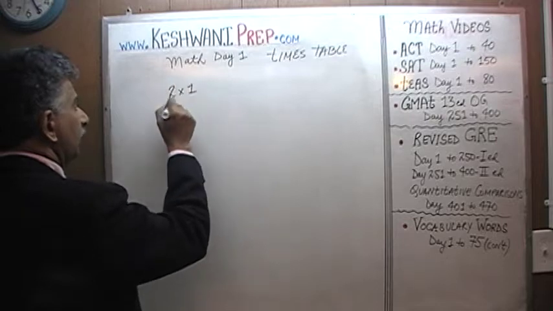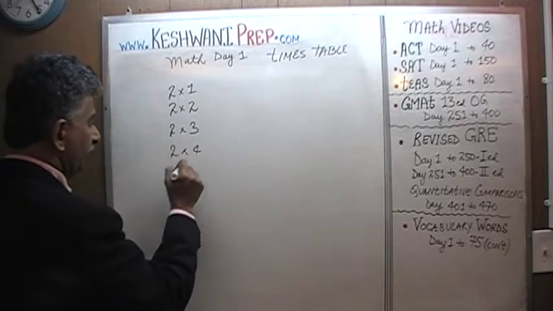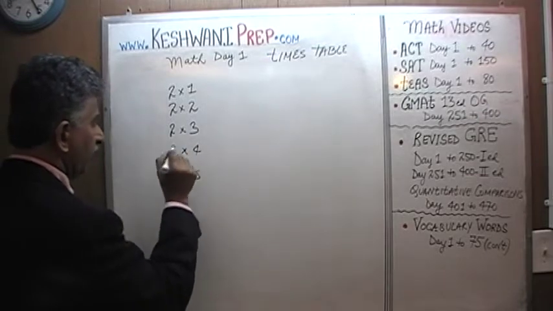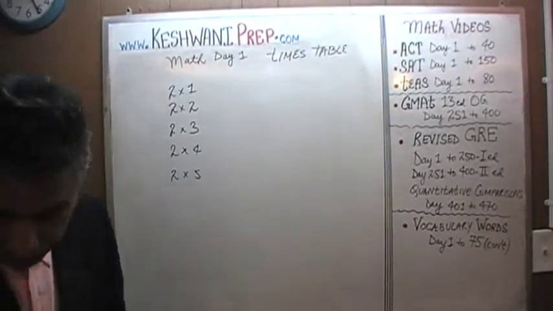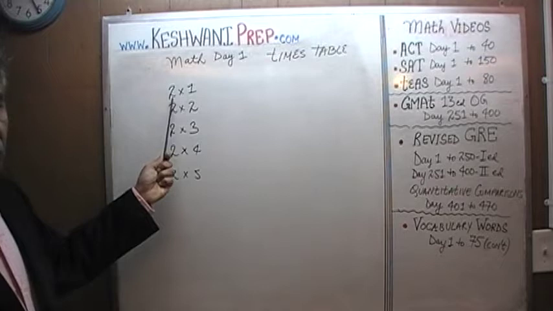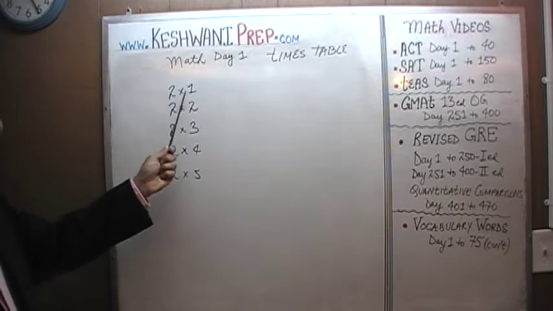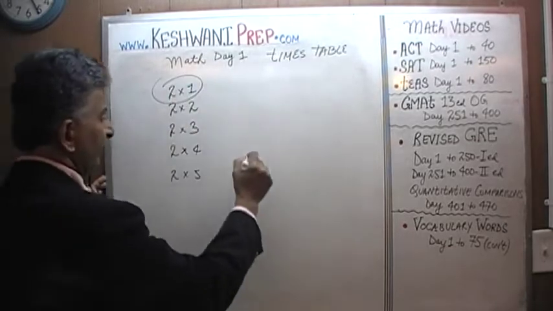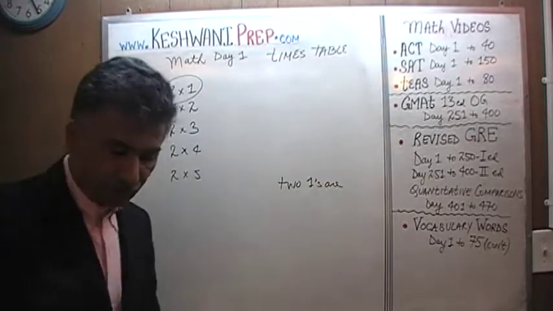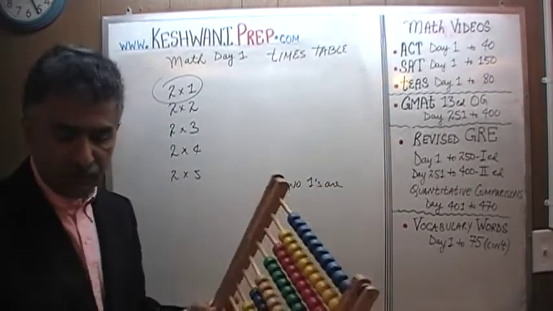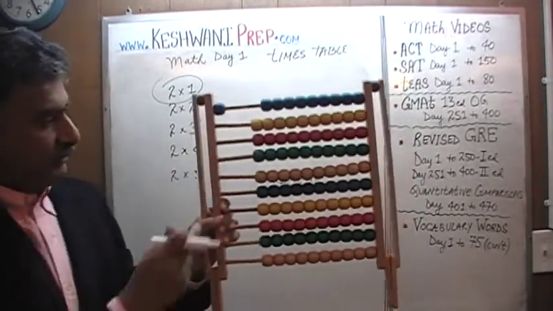2 ones are, 2 twos are, 2 threes are, 2 fours are, and 2 fives are. Now, we'll talk about what I just said, what it all means. What does the first one say here? It's counting how many twos we have. How many ones do we have? Two ones are, well, let's find out, shall we? How much do you have if you have two ones? Here's one right here, and there's another one.